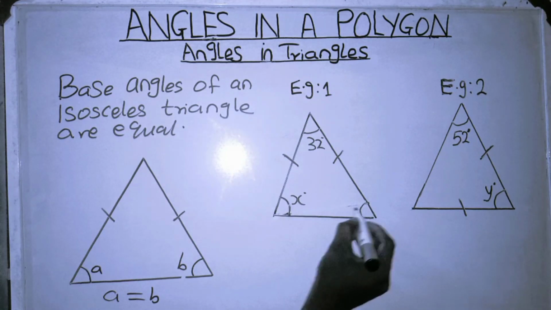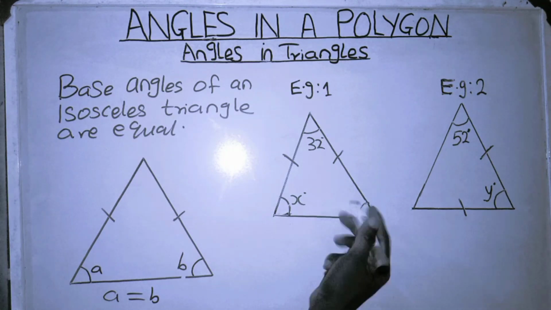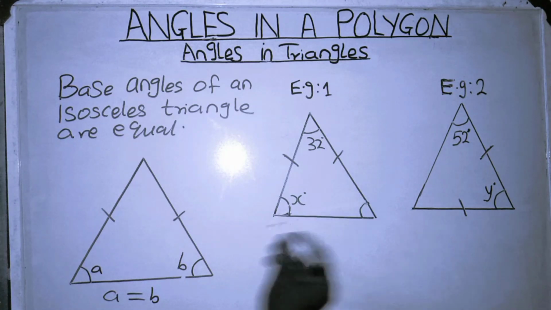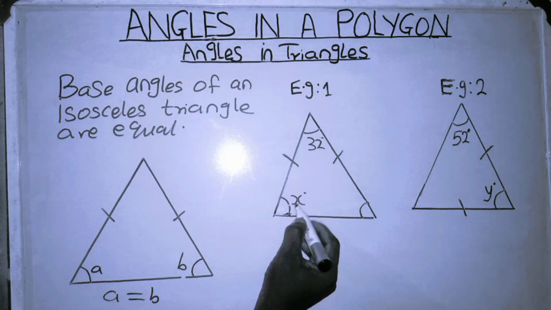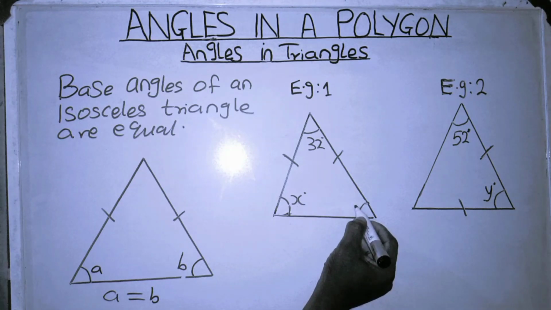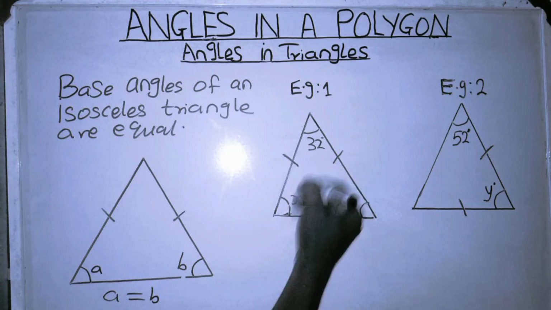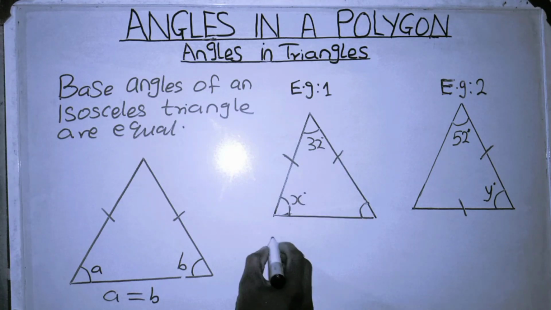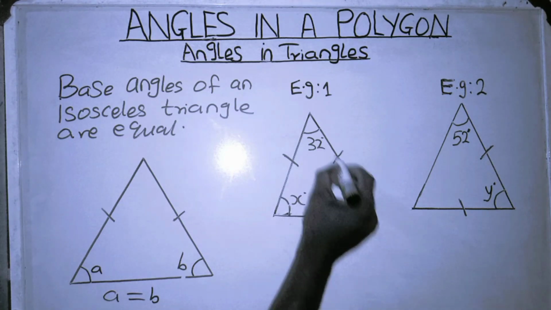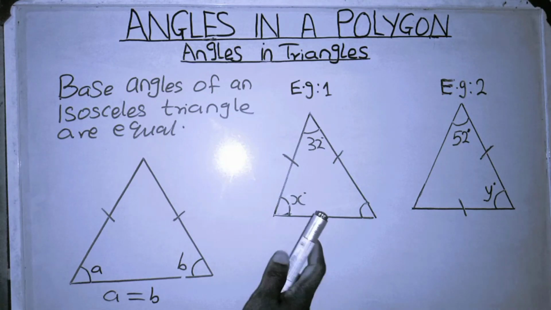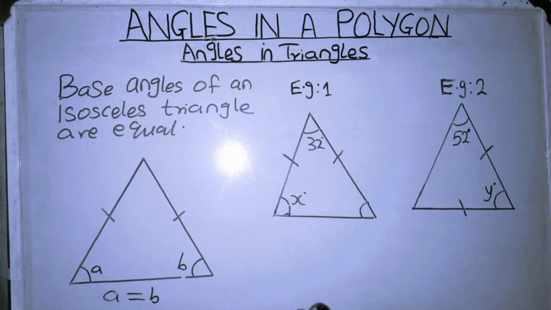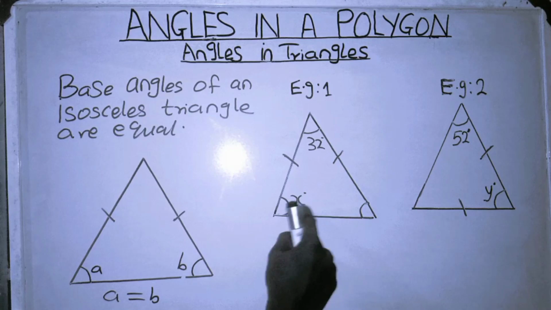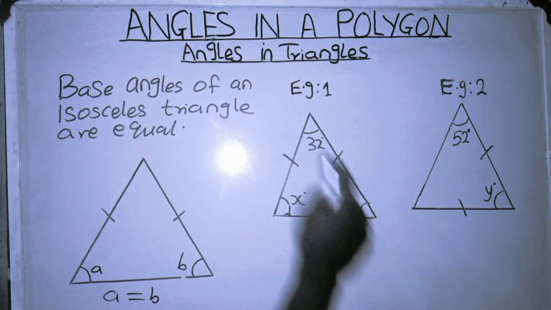So if this place is x, what do you think this place will be? It will be x, of course, because the base angles of an isosceles triangle are equal. So if this place is x, therefore this side will also be what? X. So to get the value of this x here, all I'm going to do is to add everything I have here and say equal to 180 degrees. As we've already explained before, the sum of the interior angles of any triangle is equal to 180 degrees.